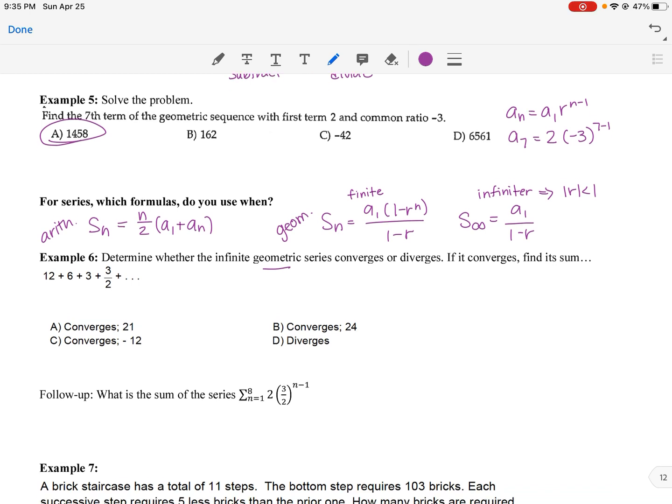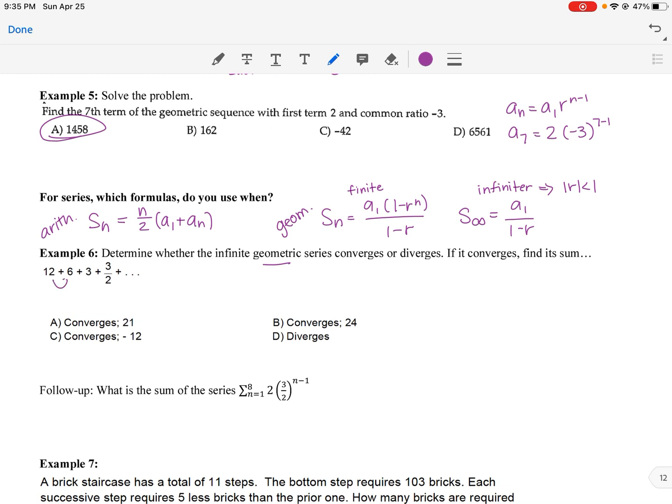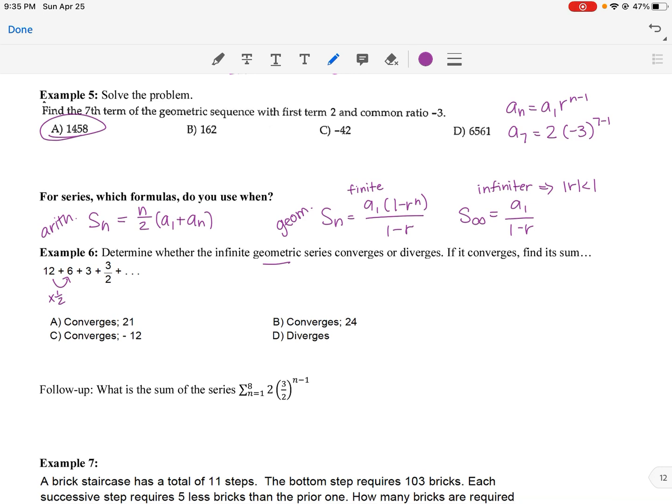Okay, so let's take a look. Determine whether this infinite geometric series converges or diverges. First we have to decide what's happening here. We're multiplying by 1/2. A ratio is multiplying; you could say it's dividing by 2, but that's the same as multiplying by 1/2. So then my S sub infinity is going to equal 12 divided by 1 minus 1/2. So we have 12 over 1/2. Since the absolute value of r is less than 1, we know that it's going to converge. And then we just have 12 times 2, so we get 24. So B is the correct answer.